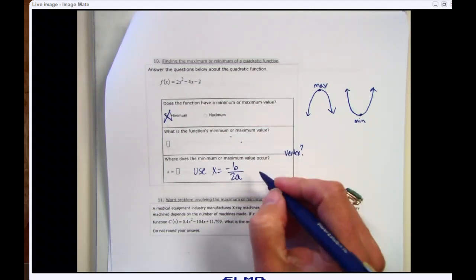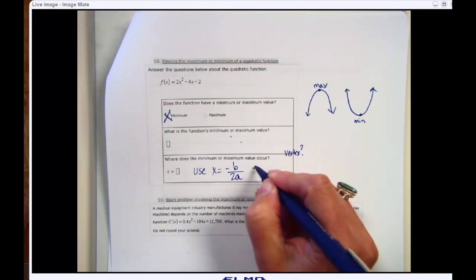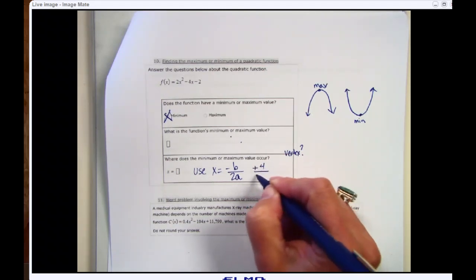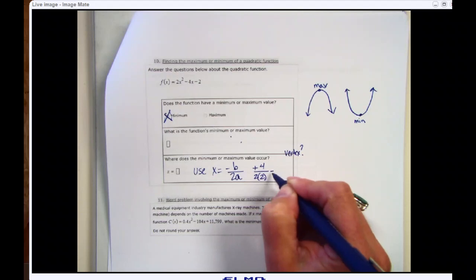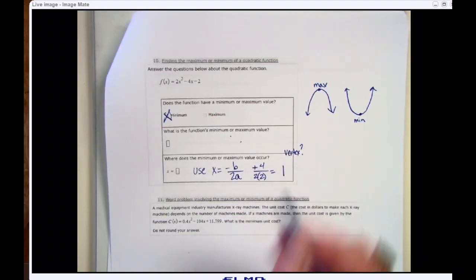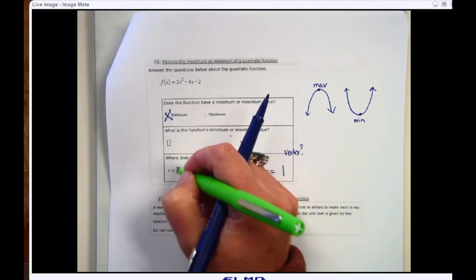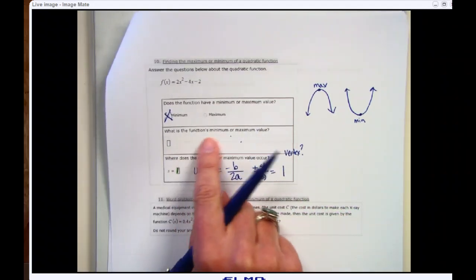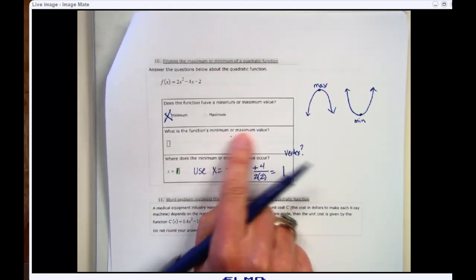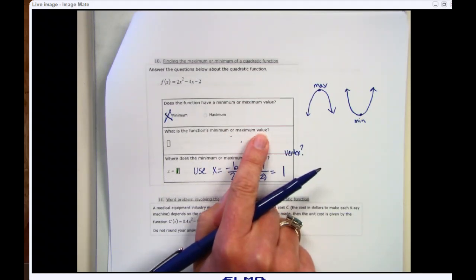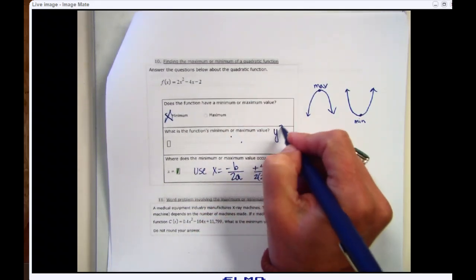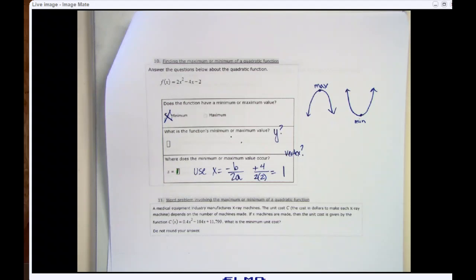All right, so we've got negative 4 over 2 times 2, which is 1. There's our x value. What is the function's minimum value? It's a fancy way of saying, what's the y? It's really all it's asking. What is the y? How do we find the y?